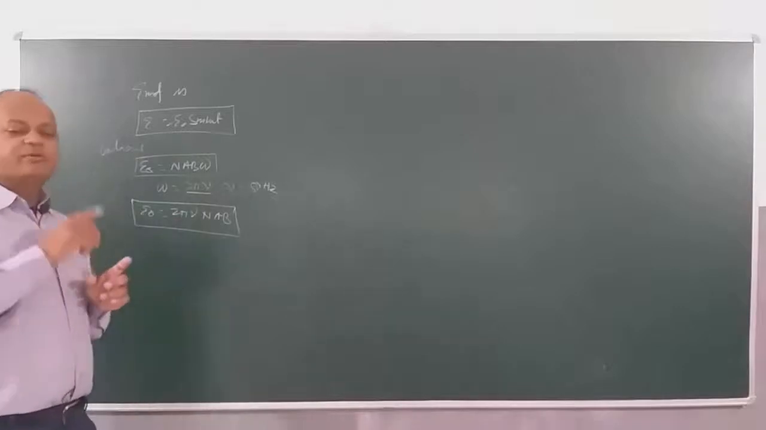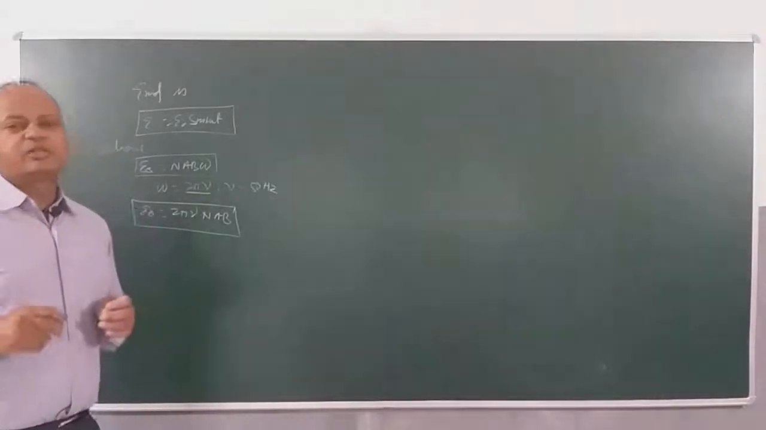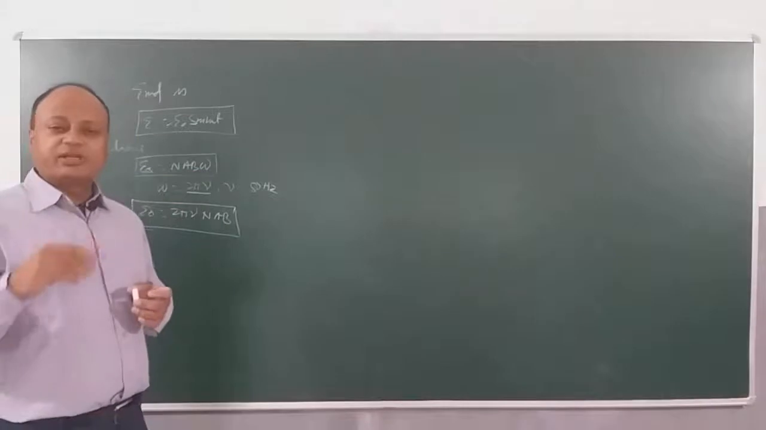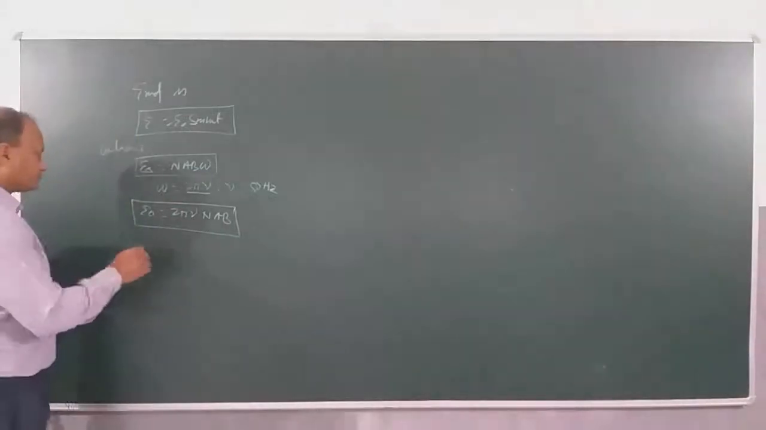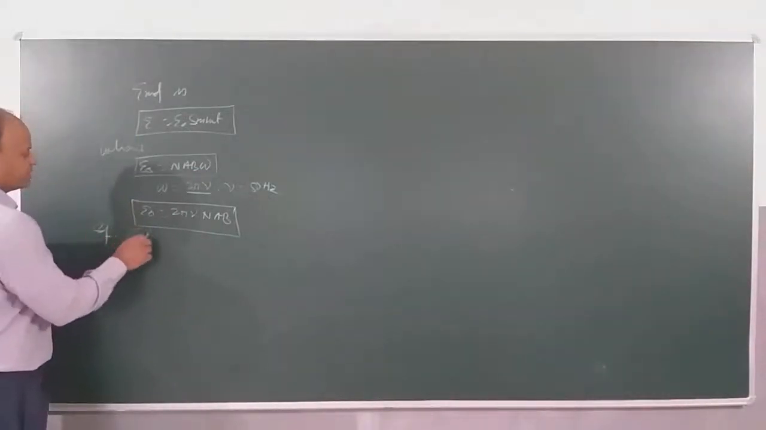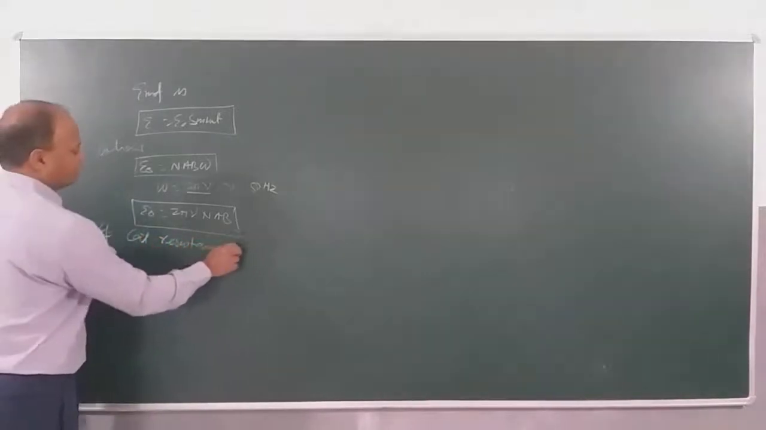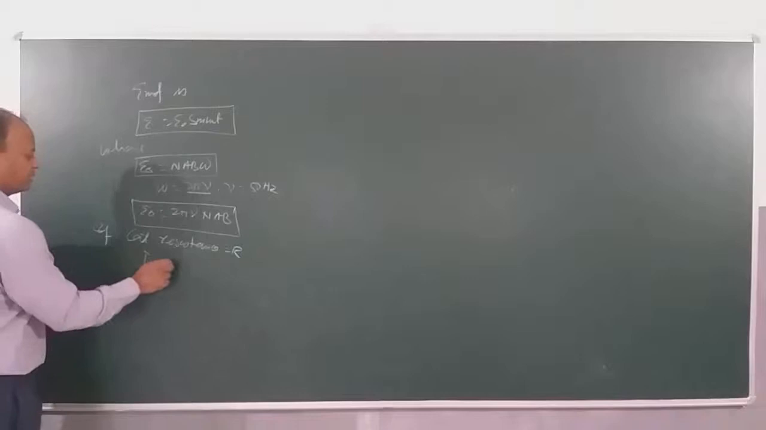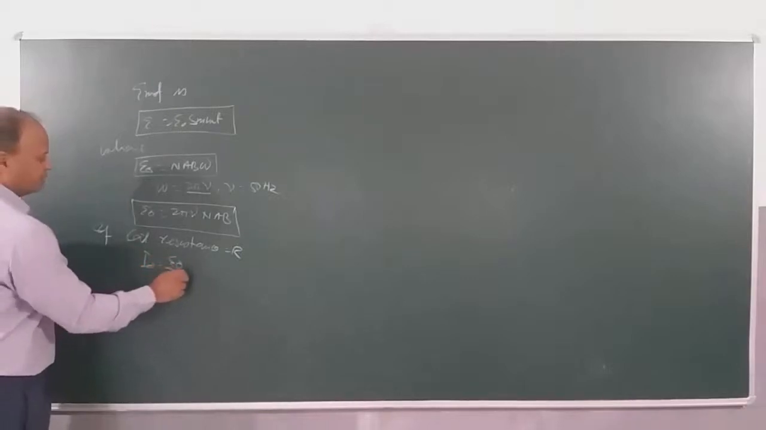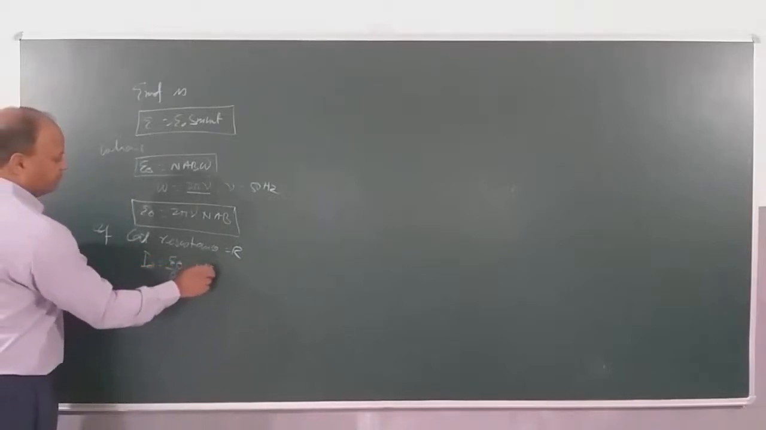Now children, when EMF is produced in the coil, the coil will have a certain resistance, and therefore we can calculate the current also. Now if the coil resistance is equal to R, then the maximum current will be E naught by R, that is NAB omega by R.